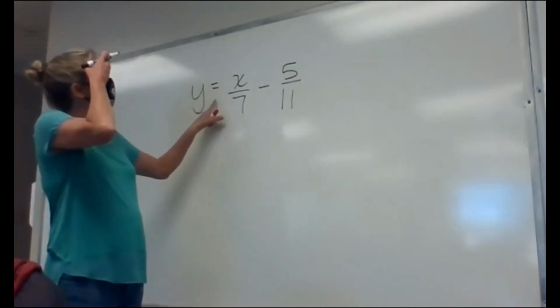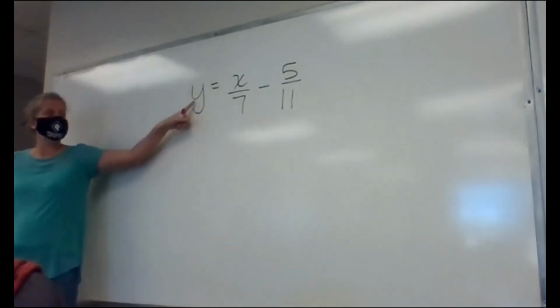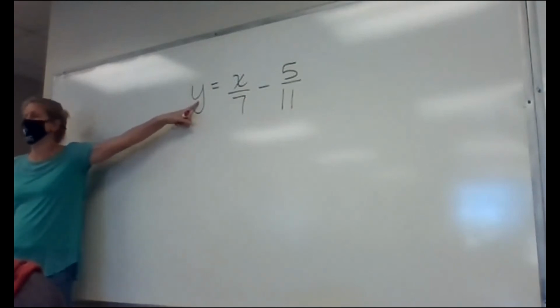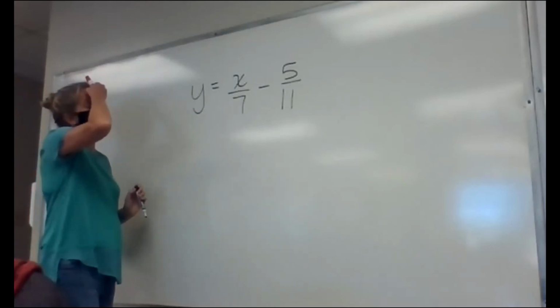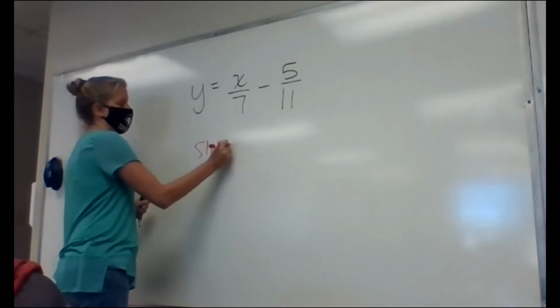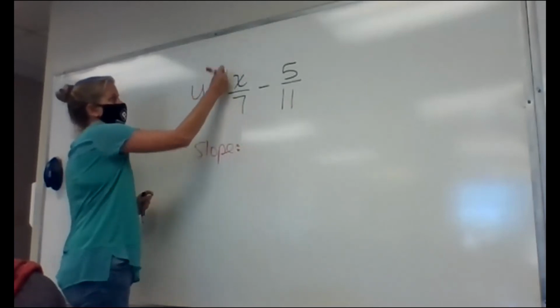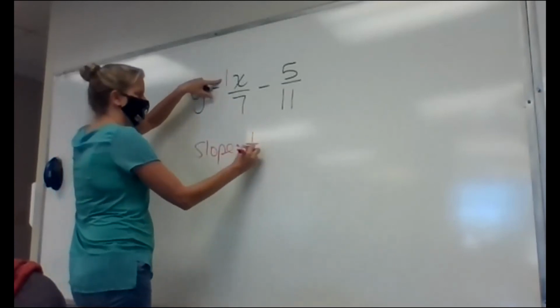So, is this in slope-intercept form, or in other words, is Y by itself? Yes, Y is by itself. That's exactly what you want. If Y is by itself, the number in front that's hooked onto the X is your slope. Remember, this is the tricky one. What's in front of that X that I don't see? 1. So, what's the number hooked onto the X? 1/7. So, the slope is 1/7.